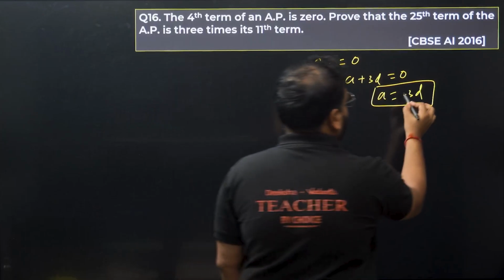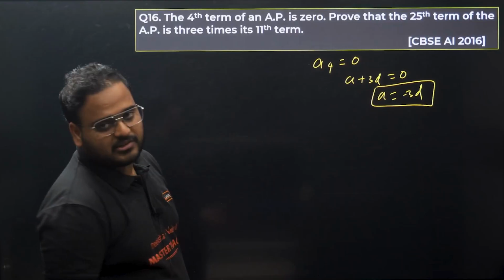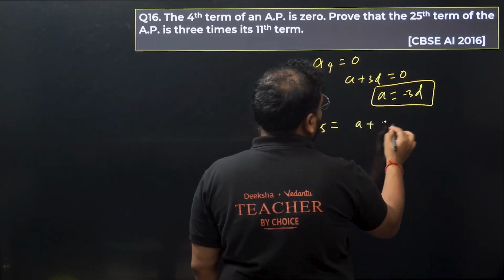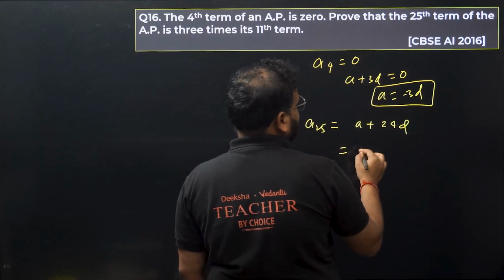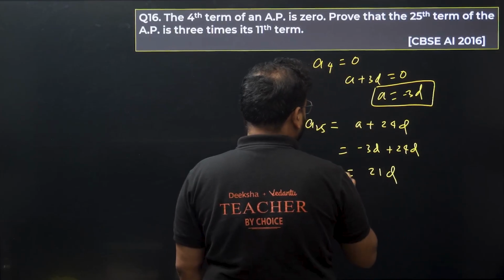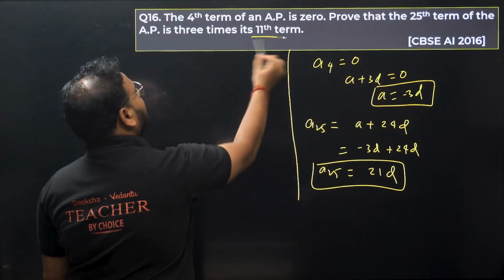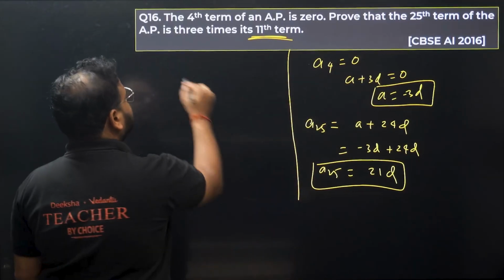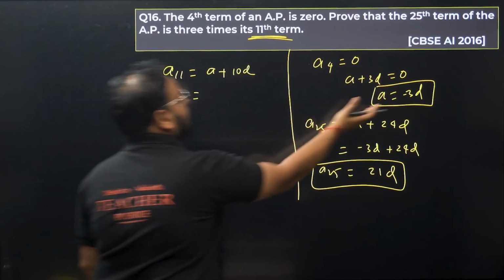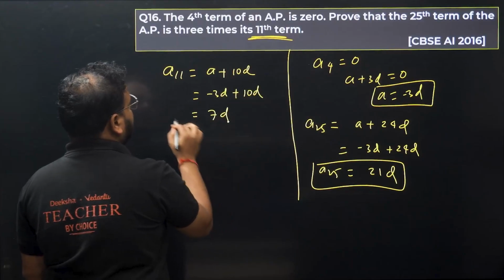Prove that the 25th term of the AP is 3 times the 11th term. Let's find both the terms. A25 is A plus 24D. A is minus 3D, so minus 3D plus 24D gives me 21D. So A25 is 21D. Let's find A11 also now. It'll become A plus 10D. With A as minus 3D, minus 3D plus 10D, I get 7D as my A11.